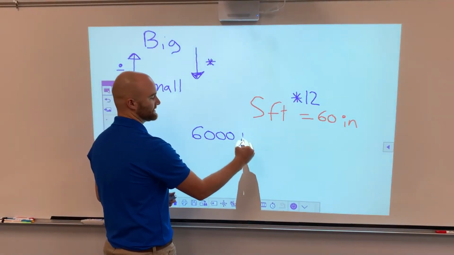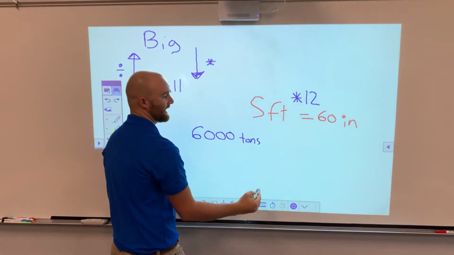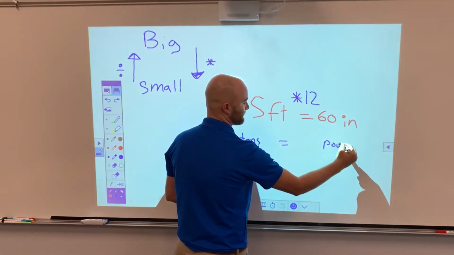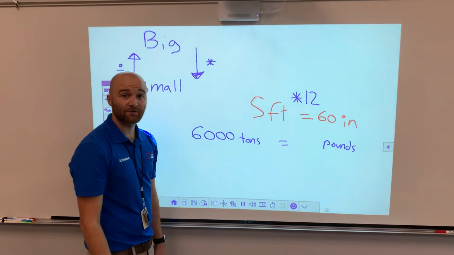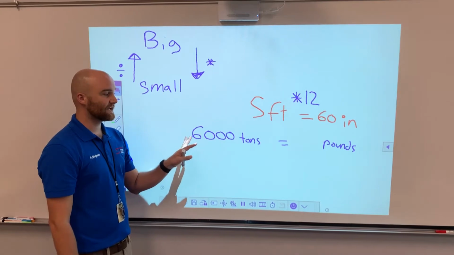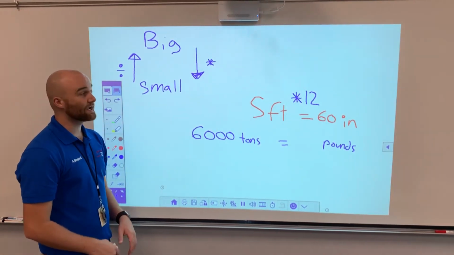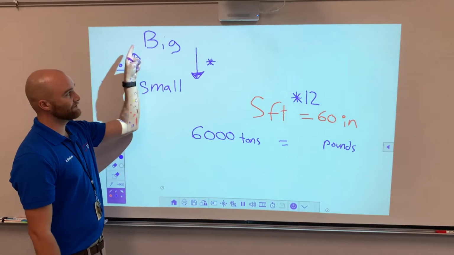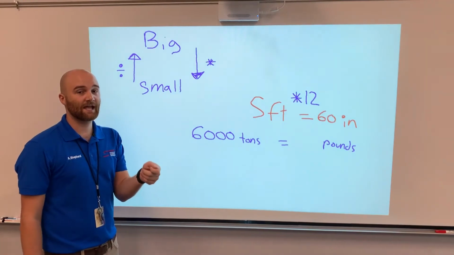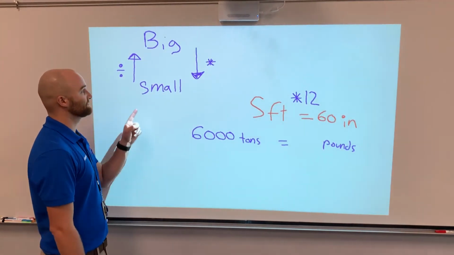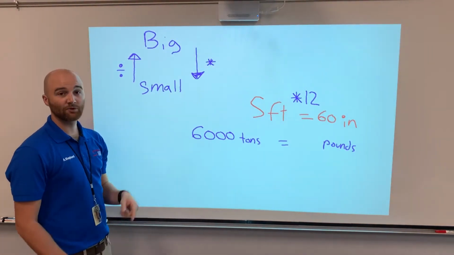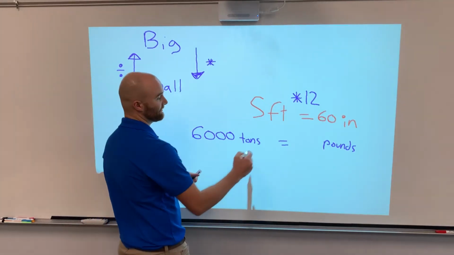So let's say now that I have 6,000 tons, and I'd like to change those 6,000 tons into pounds. Sometimes pounds is abbreviated as LBS. It's just one of the weird things about the customary system. But if I want to change 6,000 tons into pounds, the first thing I want you to do is think, am I going small to big or big to small? If I'm changing something that's like an elephant into something that's like the size of your notebook, am I going small to big or big to small? I think I'm going big to small, which is multiplying. So I'm going to write the multiplication symbol over here.